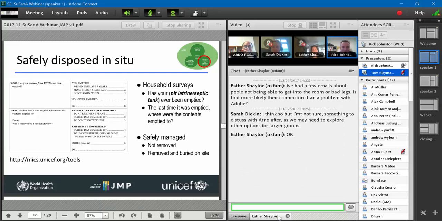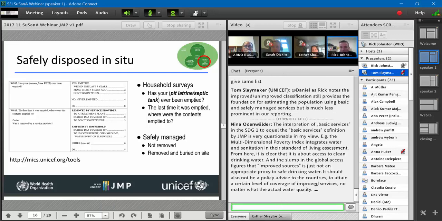But then the next question that we want to answer is, well, where was it emptied to? Where did the contents end up? And when you're talking to a household, they may tell you that it's removed by a service provider, and they may tell you that it was emptied by the household itself. So these are the two main types of answer that you might expect. And they may have some information about what the service provider does with it. They may not know.